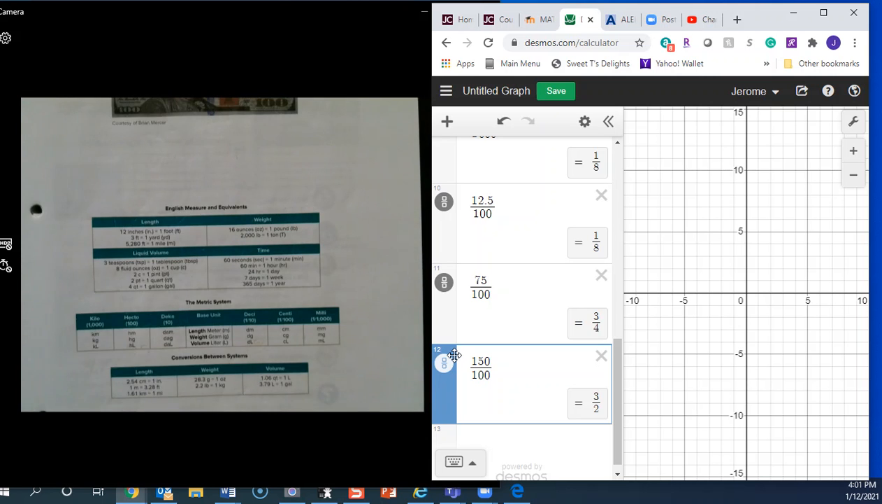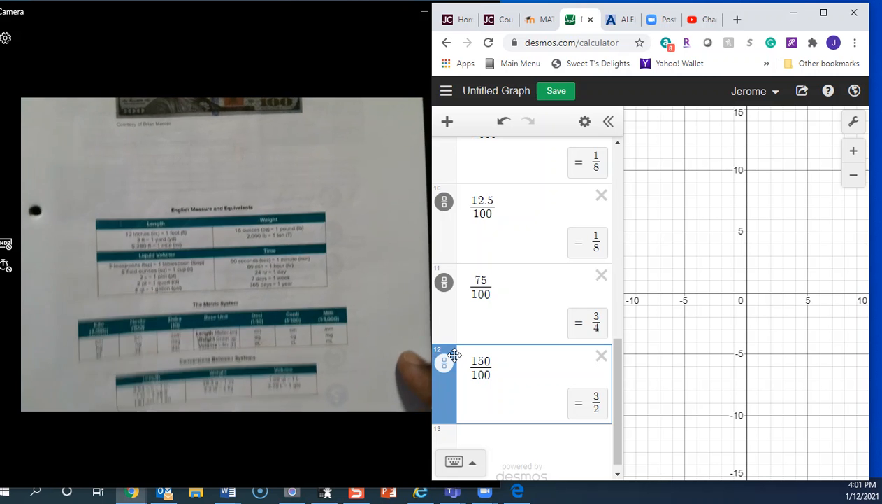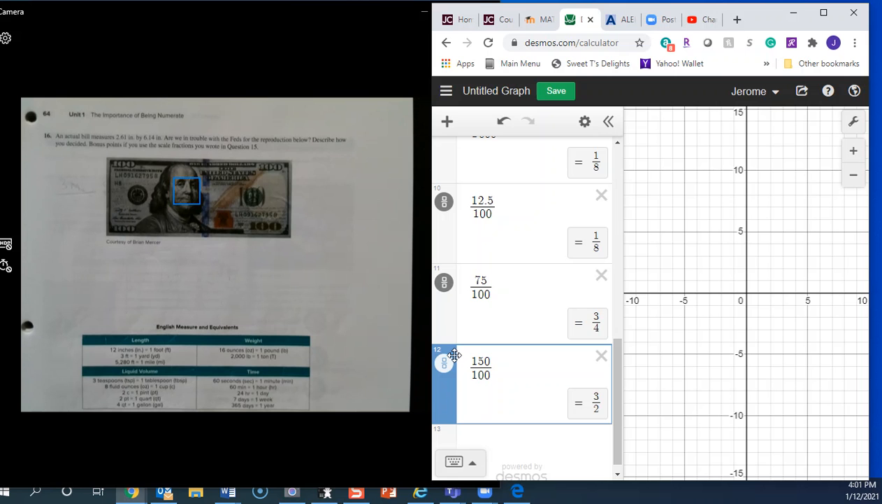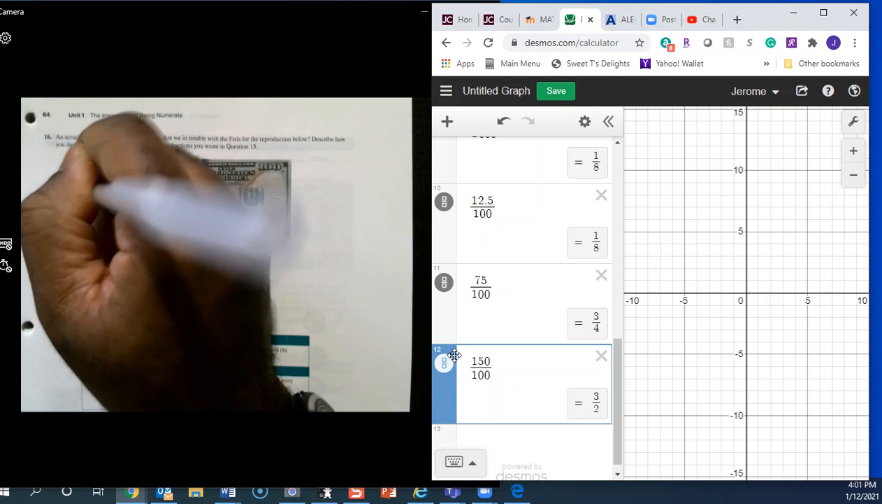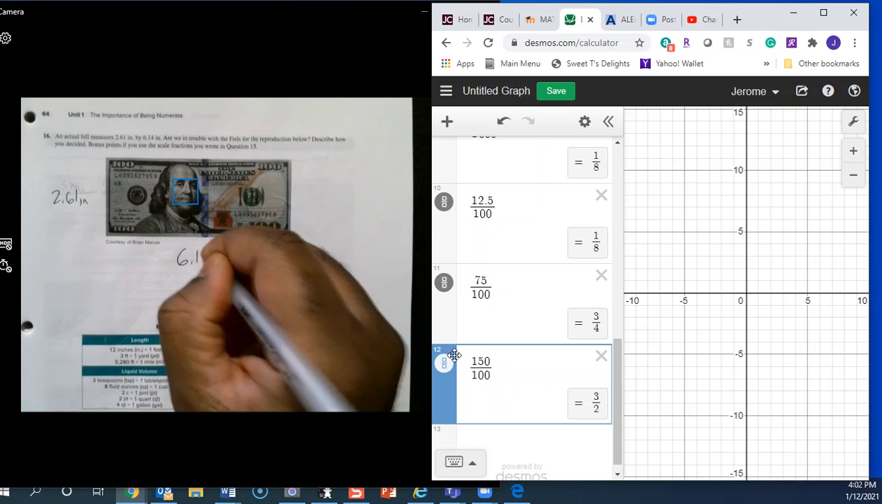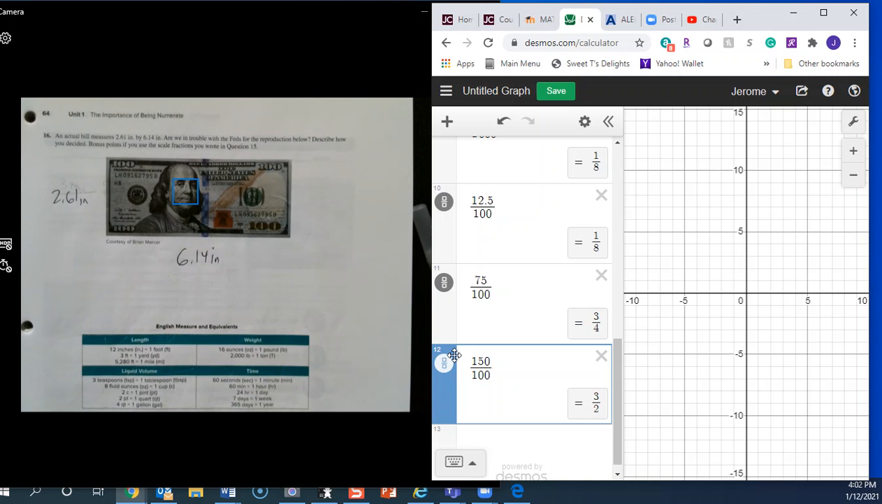Now we will go over here to problem 16. And this is the last problem for section 1.5. It says an actual bill measures 2.61 inches by 6.14 inches. So this would be 2.61 inches. And then this side here would be 6.14 inches. Now, are we in trouble with the feds for the reproduction below? Describe how you decided. Bonus points if you use the scale fraction.